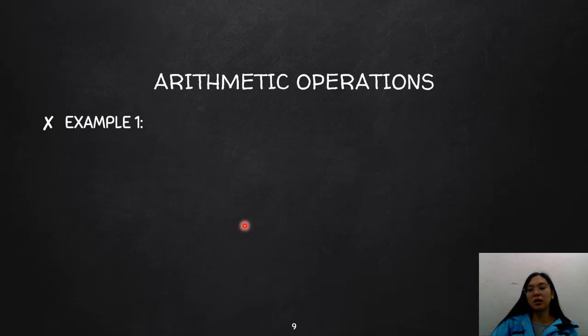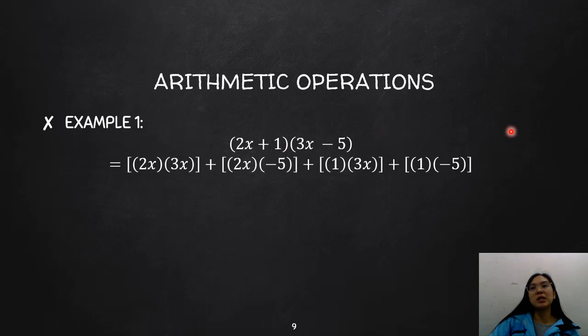So let's have an example, a very simple one. So you have here 2x plus 1 multiplied by the quantity 3x minus 5. So using your distributive law, diba, ang unang gagawin po dyan is 2x multiplied by 3x. So that's the first quantity that you see here, plus 2x multiplied by the negative 5. So ito po yung next. Plus your 1 multiplied by 3x. So, ito po yan. And then finally, your 1 multiplied by the negative 5.